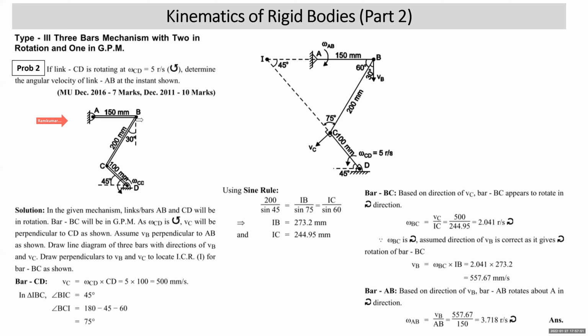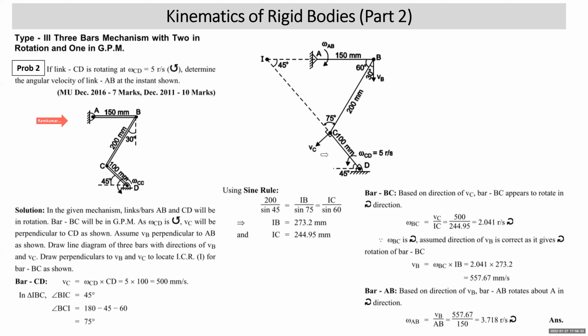Now we understand that since bar AB is in rotation, velocity of point B will be perpendicular to AB. We can take it vertically down or vertically up. Why have I decided to take it vertically down? Because if CD is rotated in anti-clockwise direction, it is likely that point B tends to come down. So we have assumed that AB rotates in clockwise direction about point A, so VB will be perpendicular, vertically down. Now we draw a perpendicular to VB and a perpendicular to BC, and the ICR is located.